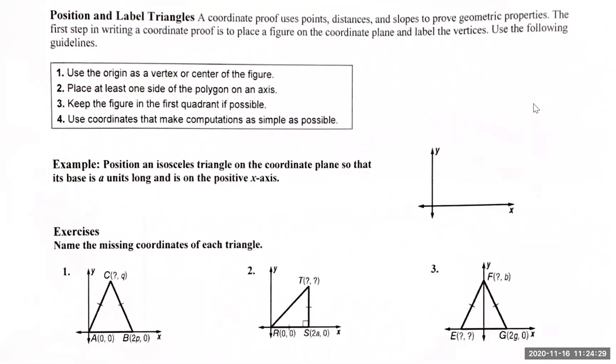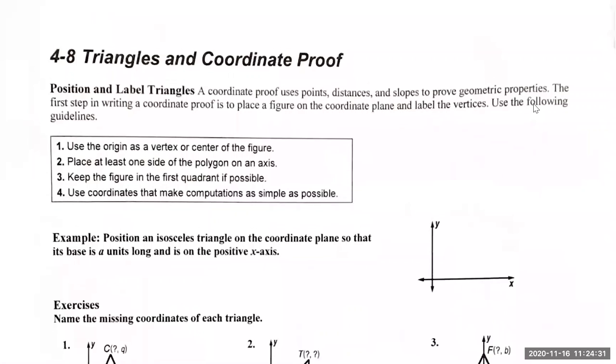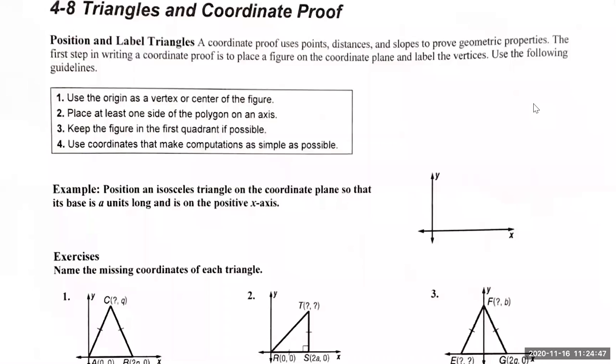So what we're going to do first is just practice that part of it, not the proof part, but just how do I assign variables and values, coordinate points, to the vertices of a triangle that I have positioned in the first quadrant, or maybe in the first and the second quadrant. So here are some tips on the top that I would recommend.